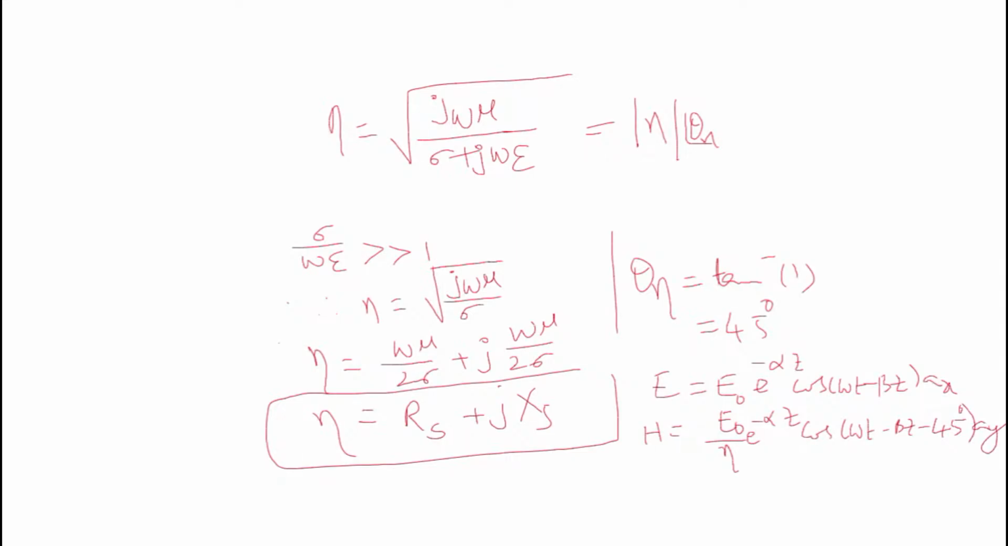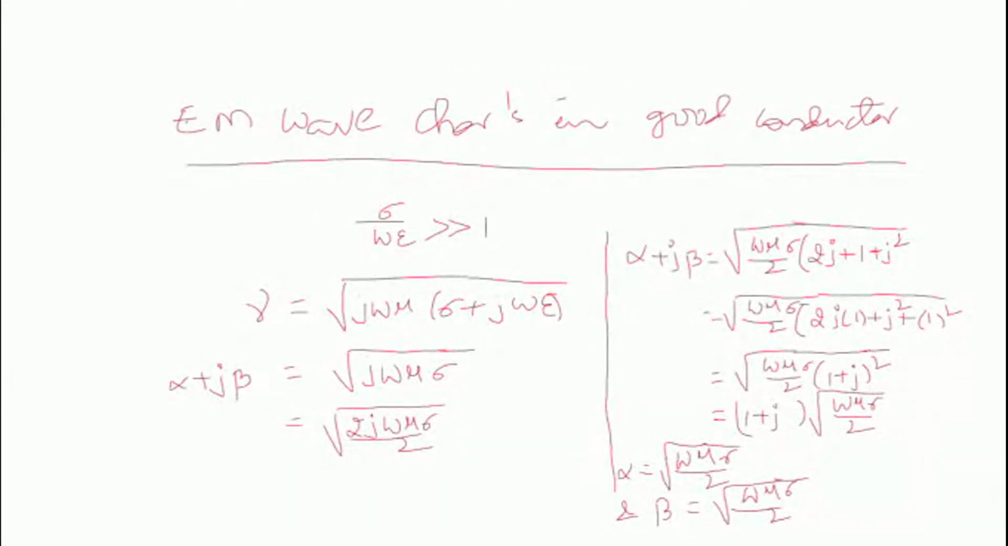So this is about wave characteristics in good conductors. Good conductors. What are the characteristics we have derived? Alpha and beta are equal. Alpha and beta are equal. So here alpha value is what? Under root omega mu sigma by 2. Okay, so that is alpha and beta.